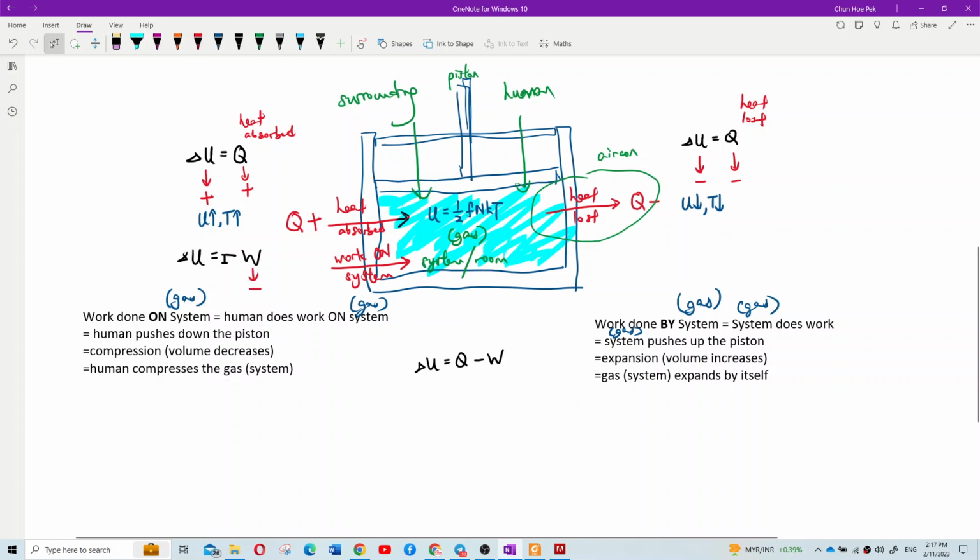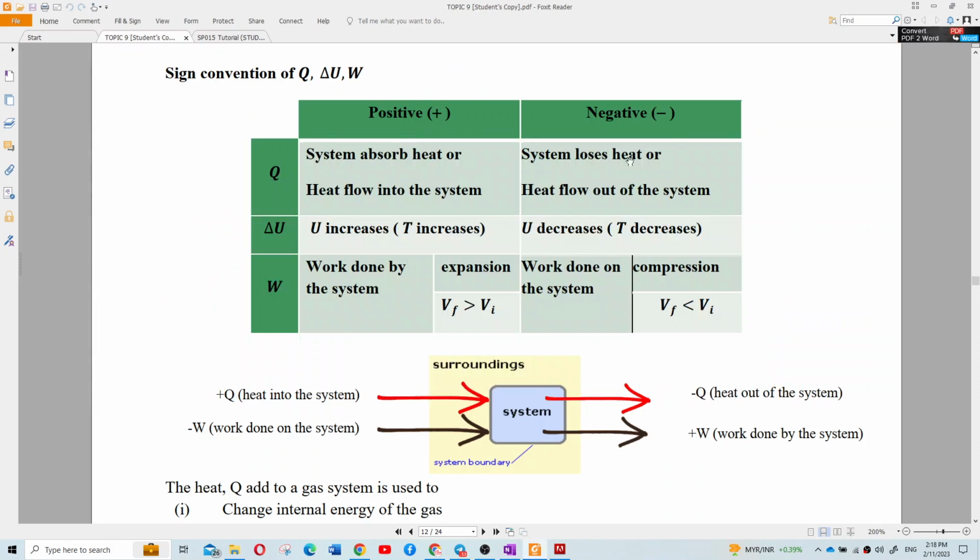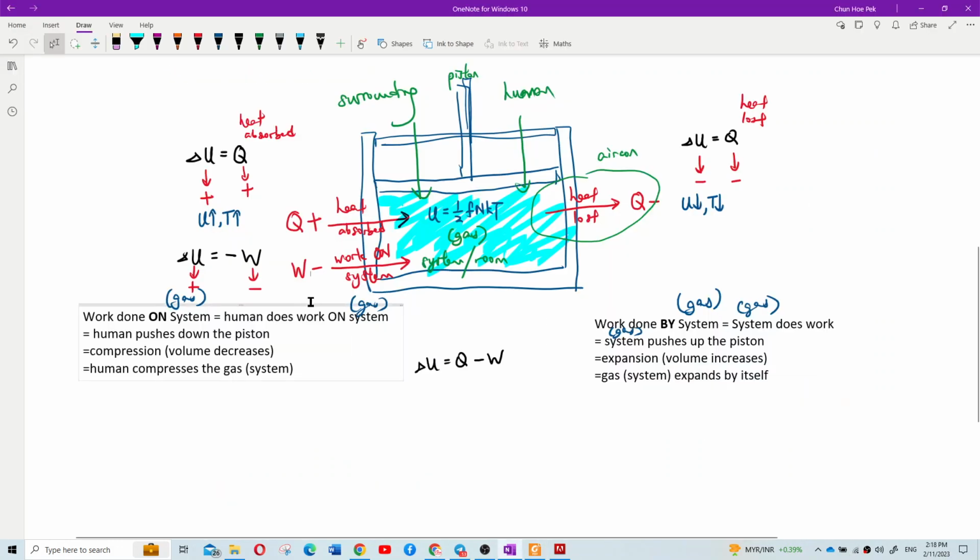So what is the delta U? Tell me, class. Negative becomes? Positive, isn't it? So let me write it down. W is negative. If work is done on the system, work done is negative. That means you must put W as a negative value. So negative, delta U is positive.